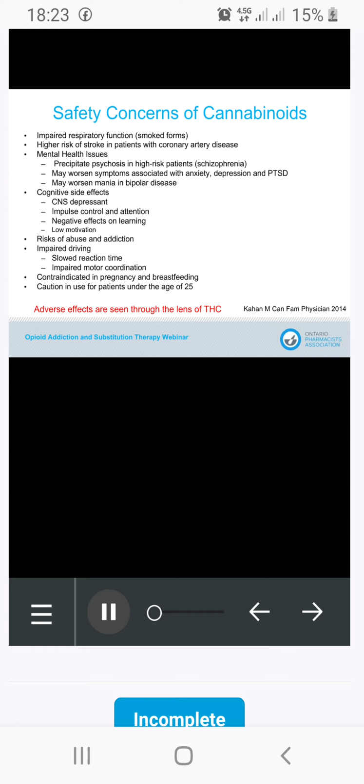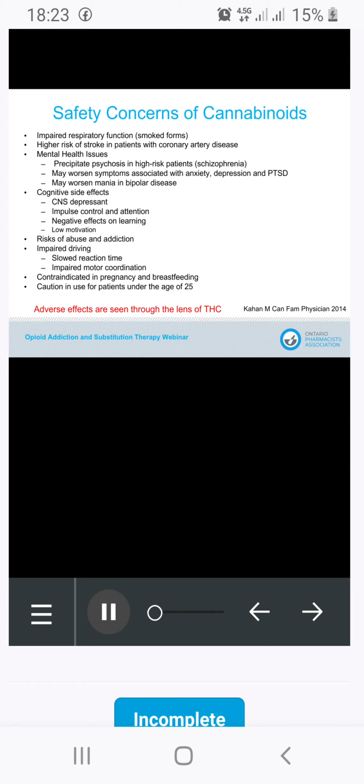And you can tell already that the evidence around chronic pain is pretty poor, and that its role is primarily in neuropathic pain. So what is really concerning is more the side effects and the safety profile of cannabinoids that we're seeing more and more patients present with. So if patients smoke it, certainly there's concern around impaired respiratory function, and that increases risk of stroke in patients with coronary artery disease. And there's lots of sequelae with regards to chronic respiratory conditions.